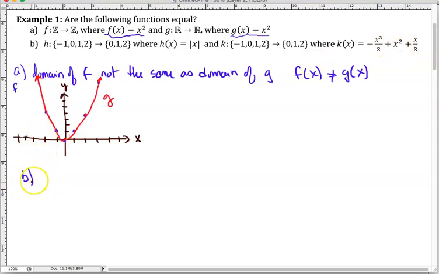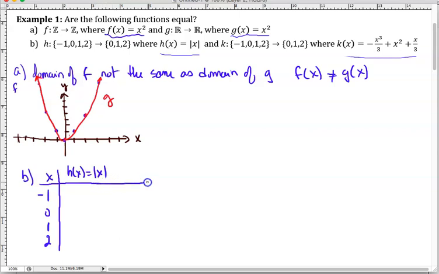Okay, so let's see if these are the same. They don't look like they're the same if you just look at them. But because we have just a few values in our domain, we can evaluate and see. So let's take our -1, 0, 1, 2. They have the same domain, so that's a check. Let's figure out what h is. H of x is the absolute value of x. So if I plug in the values in my domain, I'm going to get 1, 0, 1, 2.